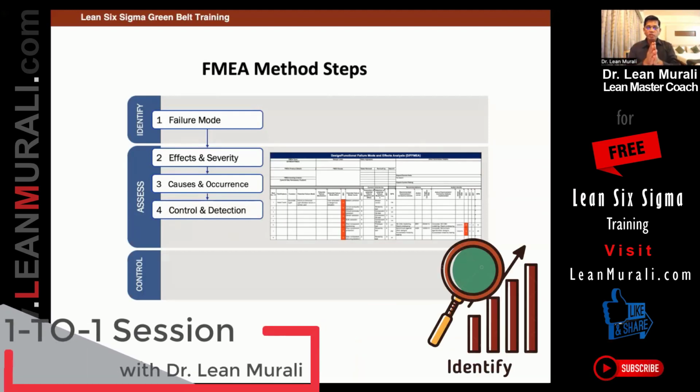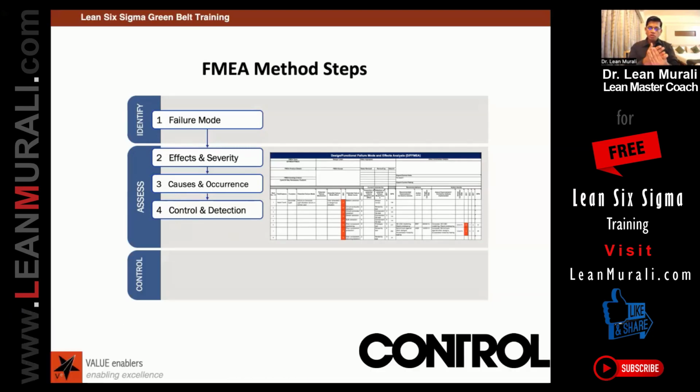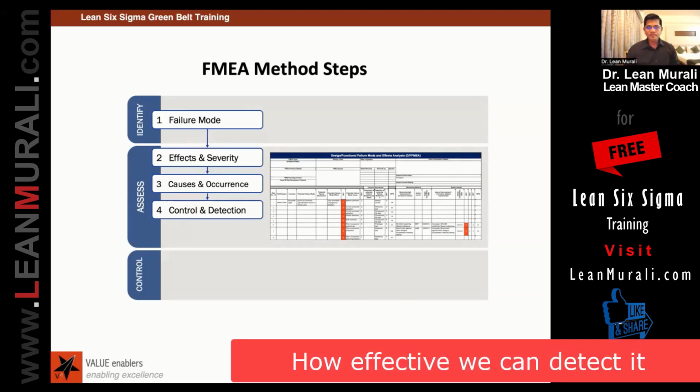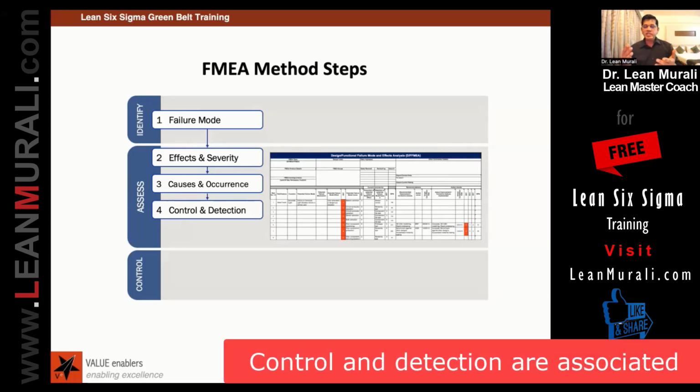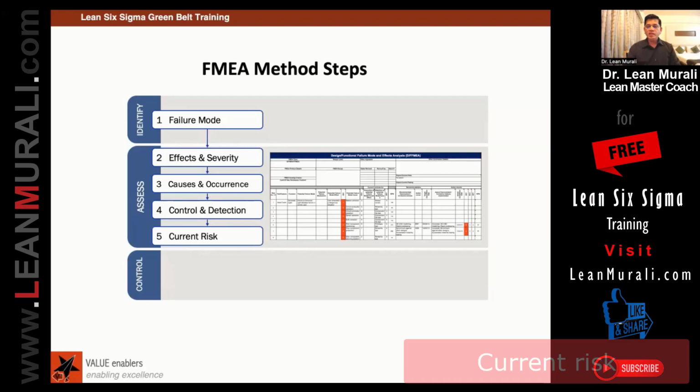Because once you identify the causes, you need to control that. The type of control will explain how effective you can detect it. So control and detection are associated. Then you should evaluate the risk. Now, in identification of the failure mode, then assessment, you should see what is the effect of that failure and what is the severity, impact of that, and what are the causes and how frequently it happens, and how do you control it, whether you can detect it if it occurs, and then evaluate the current risk.